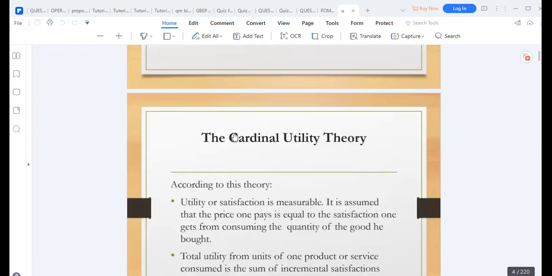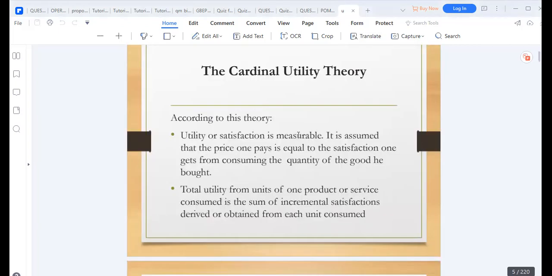So when you're dealing with this theory, basically, this is simply a theory of satisfaction that assumes that the price that one pays should be equal to the satisfaction. Are we together so far? So we're trying to look at these theories and how they apply.